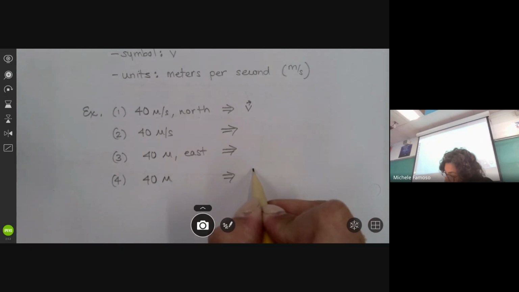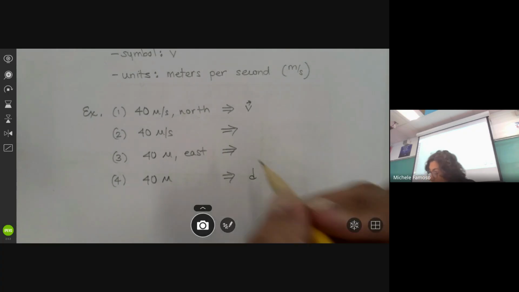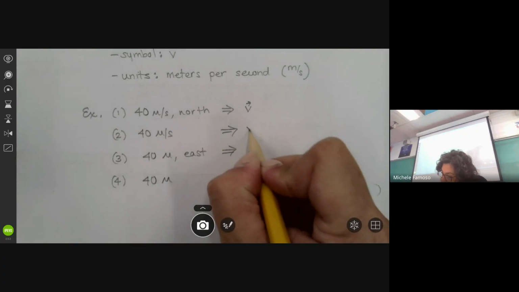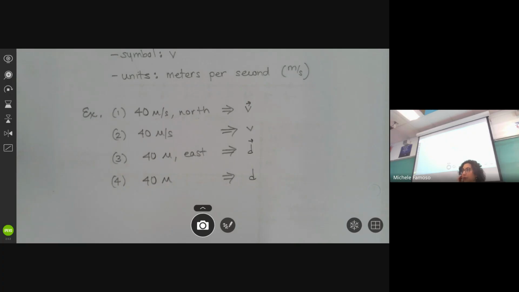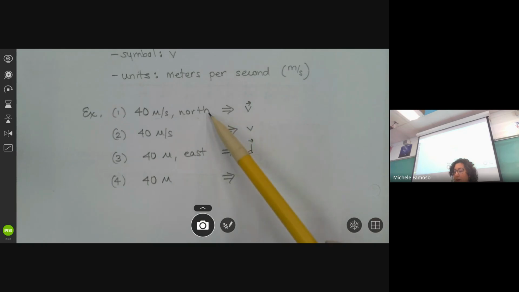4 is a distance, D by itself. Very good. How about 2 and 3? I'm sorry, 3 is a displacement. That is correct. What's 2? That's just a speed. Very good. Understand how you can tell? You're looking at the units first to narrow it down. And then if it has a direction, it's got to be the vector piece of that. Okay? All right.